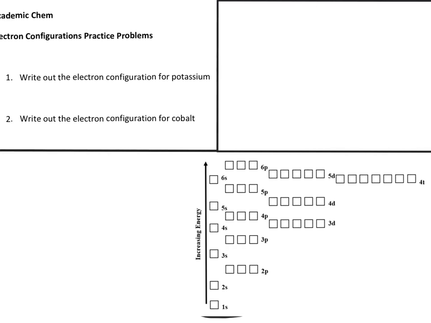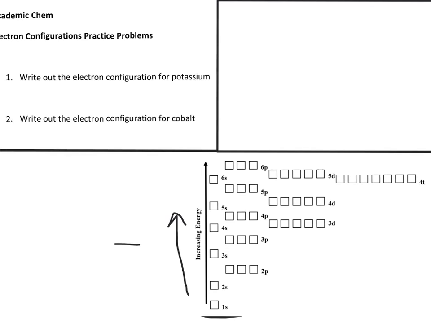Hey Science family, we are working on electron configurations and trying to do just some simple practice problems to get an idea of how this all works. So we've got our diagram, which we know that we always start from the bottom and work our way up because of the Aufbau principle.